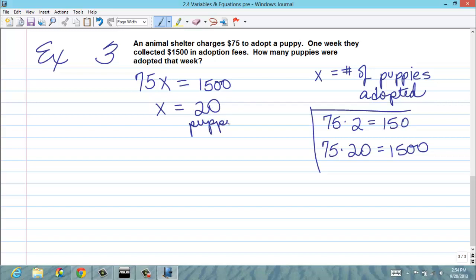Got to remember the units. And of course, whenever you solve, you should always substitute it back in to make sure that it works. Will this equal 1,500? And when you multiply, you should see that it will.